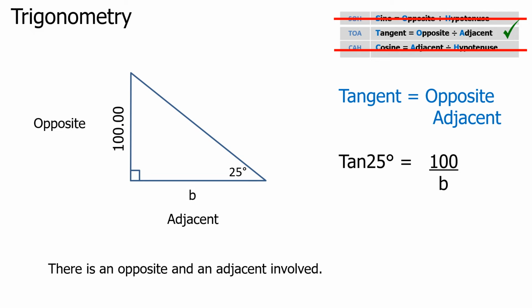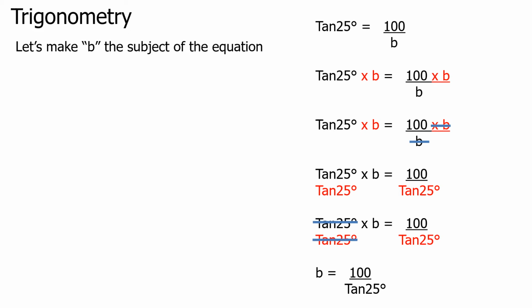To solve, we'll need to make B the subject of the equation. Firstly, I multiply both sides of the equal sign by B. The B's on the right hand side of the equal sign cancel out, and my B is on the left hand side of the equal sign. I need B on its own on the left hand side of the equal sign, so I divide both sides of the equal sign by tan 25. The tan 25 degrees on the left hand side both cancel out, leaving B on its own.